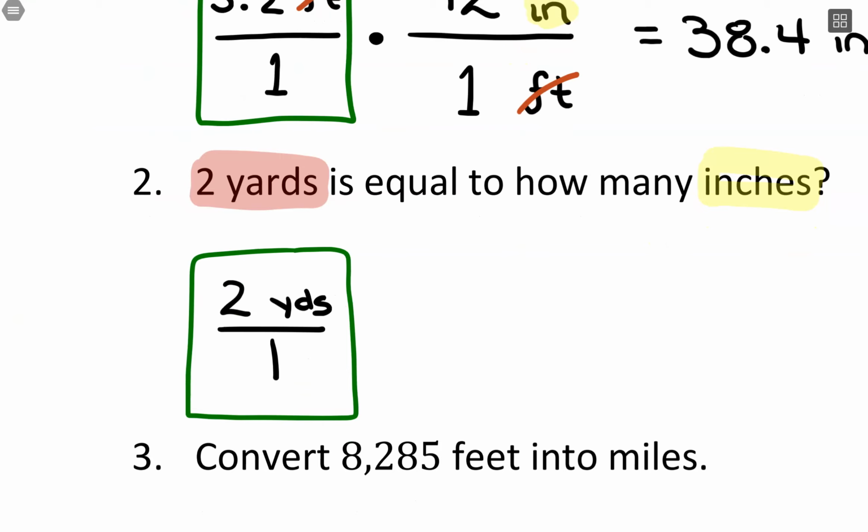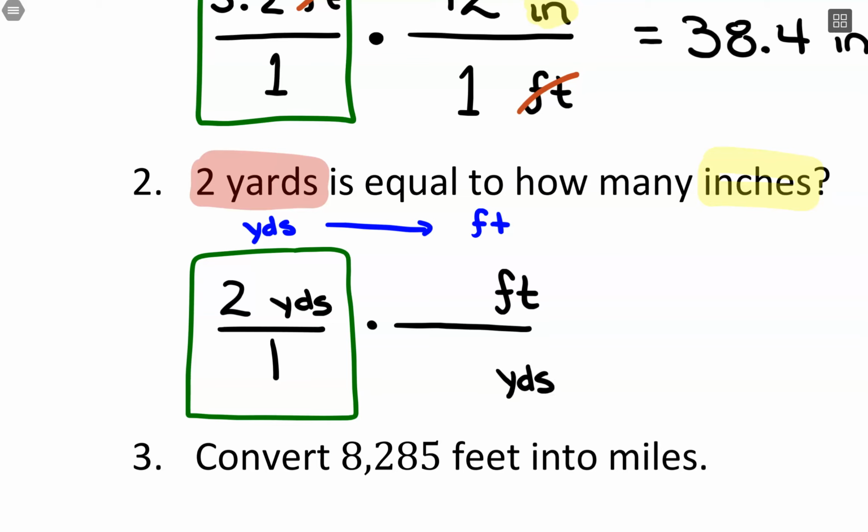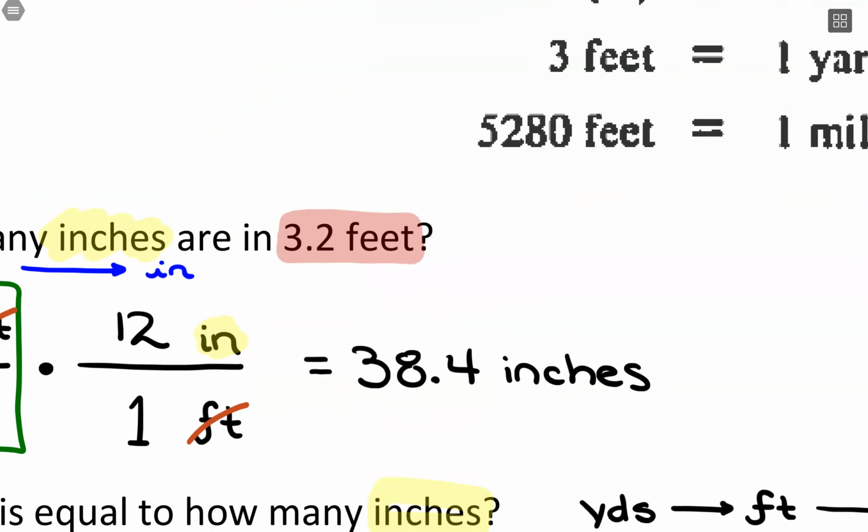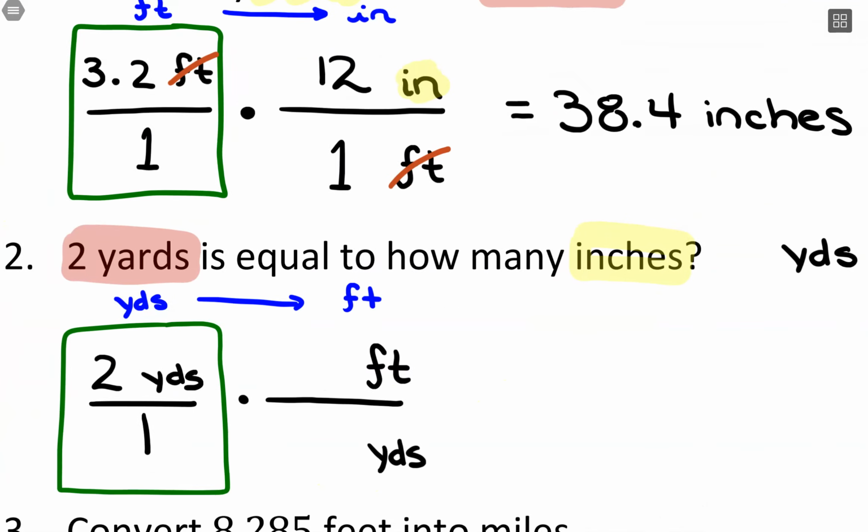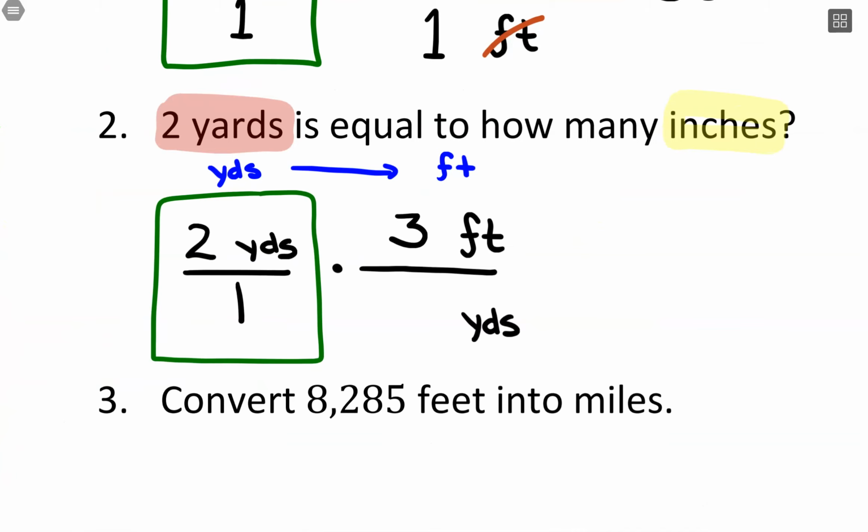So that's going to be the path that I follow here. I'm starting with yards, and then I'm going to convert it to feet. To convert it to feet, the unit that I want goes in the numerator, and the unit I want to get rid of goes in the denominator. Then I just fill in the numbers based on what we have, and we're told that 3 feet is equal to 1 yard. So I would need 3 feet, 1 yard.